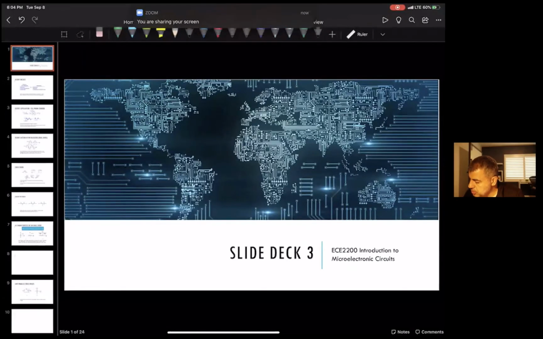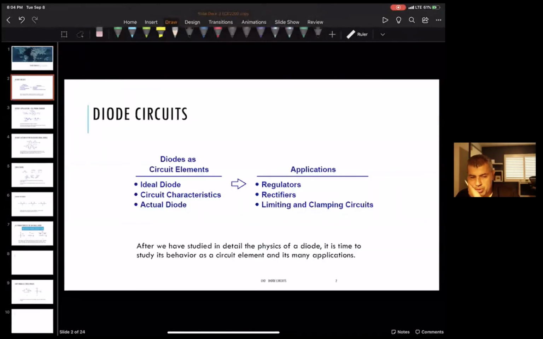Okay, so now we're done with chapter 2, and we're moving on to chapter 3, which is diode circuits. It's going to introduce diodes, and now we want to see what we can do with them. Although they're also a starting point for the transistors, the diodes themselves have some circuits that are good to look at. So let's see.